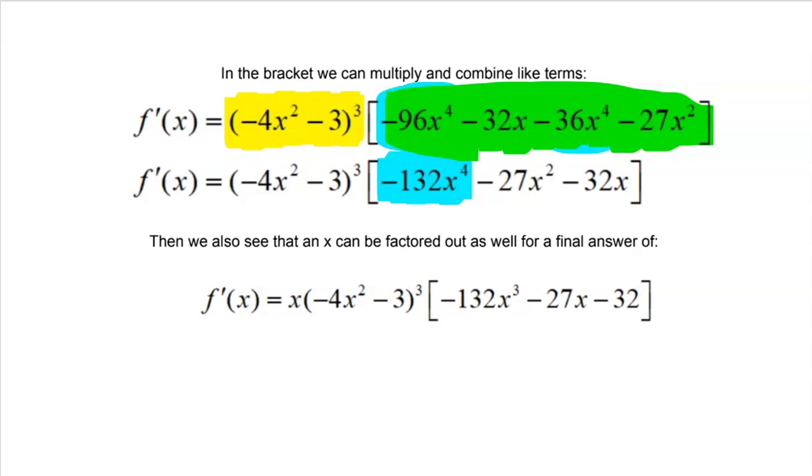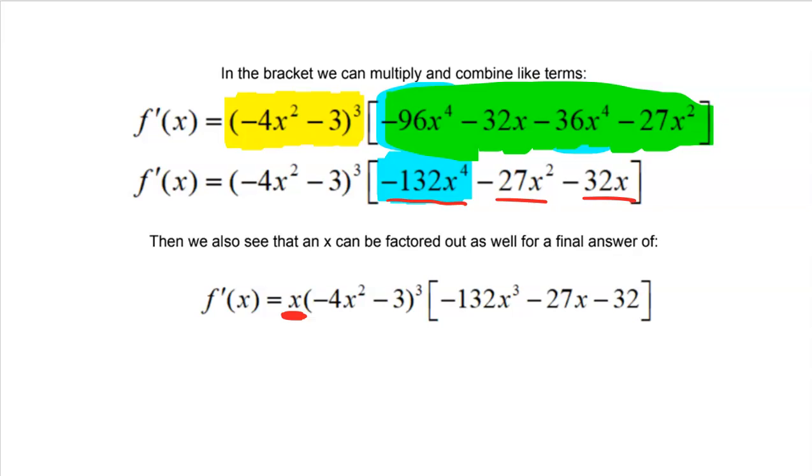Then I just noticed one more really cool thing. All of these terms have an x that I could factor out. At the very minimum, they all have an x I could factor out. So I also factored that x out to the very, very front as well. So I was left with negative 132x cubed minus 27x minus 32. So there's my final answer.